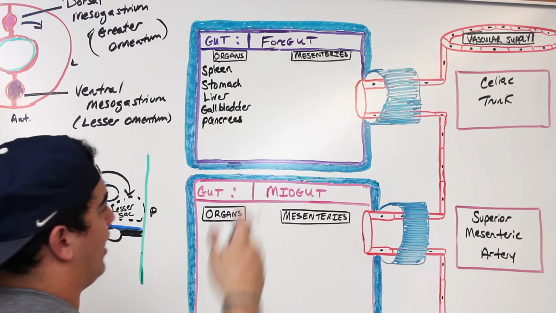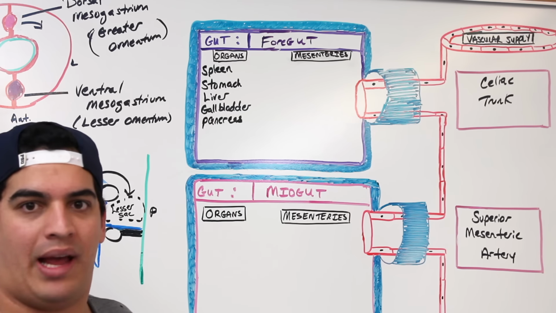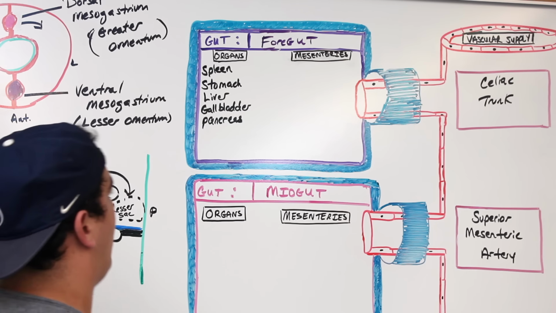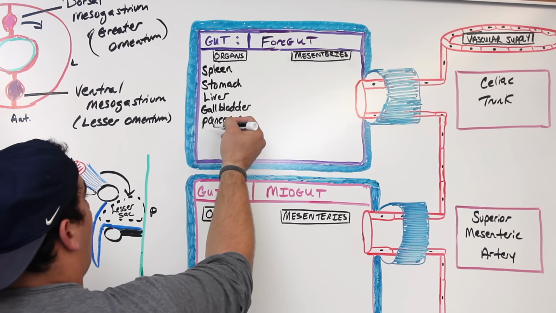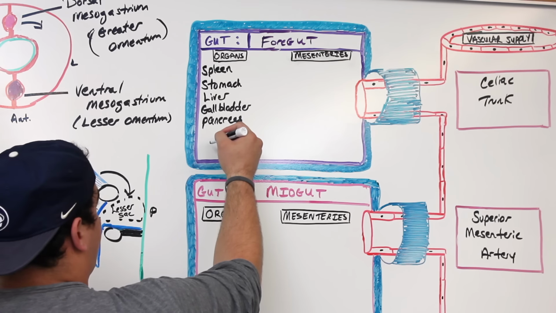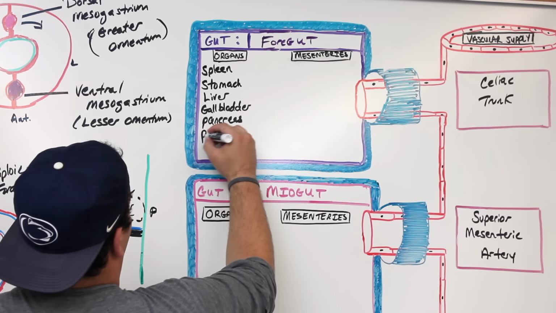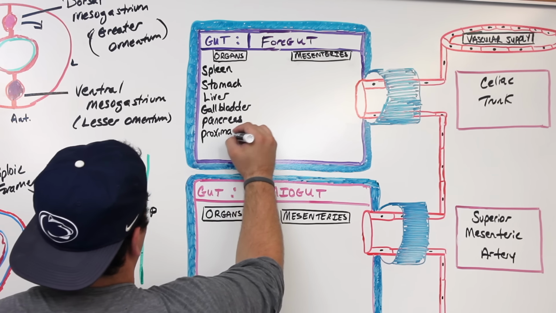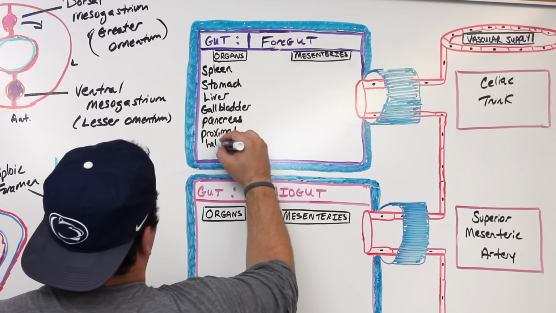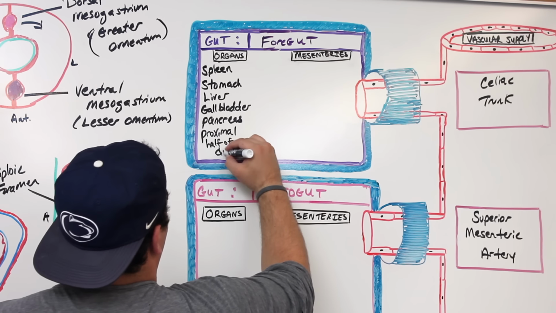Then there are arteries that come off of the splenic artery, like the pancreatic arteries, and they can supply the pancreas as well. But the other one is the gastroduodenal, and the gastroduodenal can go to the superior pancreaticoduodenal and supply the proximal half of the duodenum.